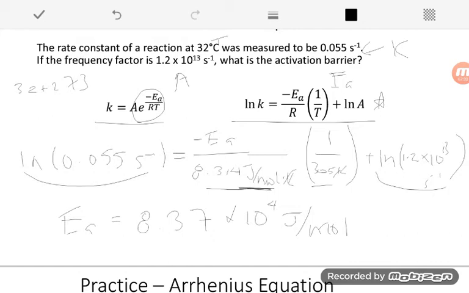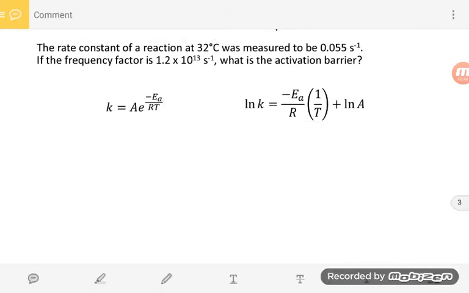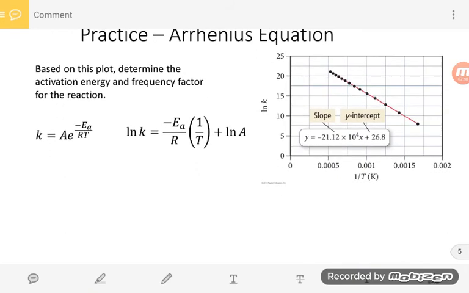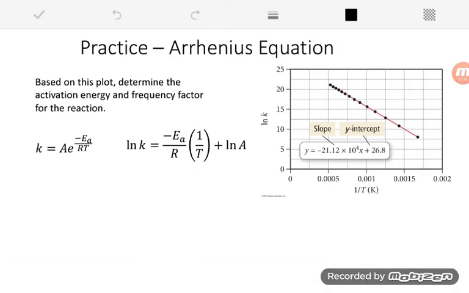So this is one way a question could be asked. It gives me a lot of my numbers and asks me to solve for another one. Sometimes it'll ask you to solve for k, sometimes for A, and you just have to plug in the rest of the numbers and then do some algebra. Another thing it can do is try and give you a question graphically. So here it's giving you a plot. It says, based on this plot, determine the activation energy and frequency factor.